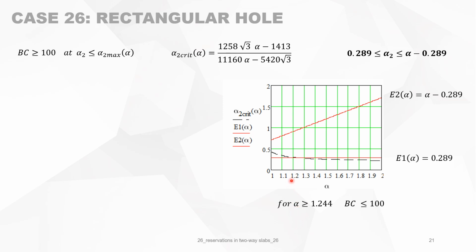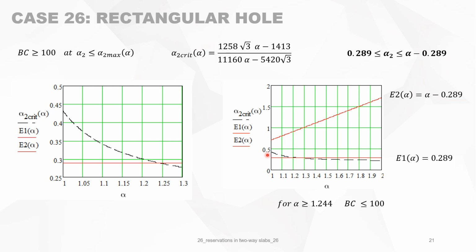So for alpha bigger than here 1.244, BC, the bearing capacity is smaller than 100%. We can enlarge this part in function of alpha, and do it again alpha 2 critical. And we see, for instance, for this point, when alpha is 1, a square slab, and alpha 2 is 0.4 times A, or the length of the reservation is A times 0.4, then we are here, and then you see we have more than 100%. Another example is this point here, we have 100%.